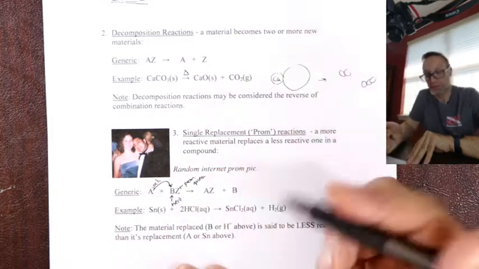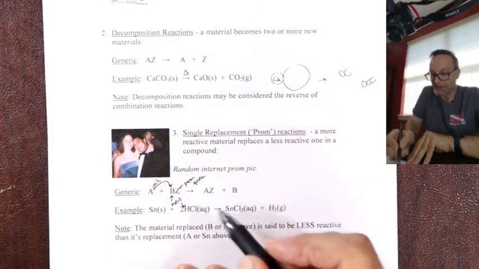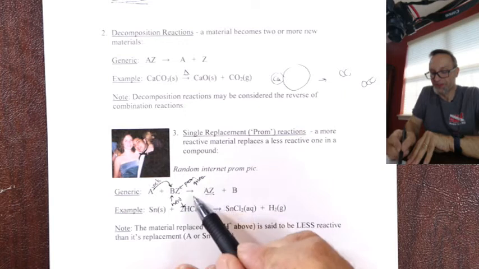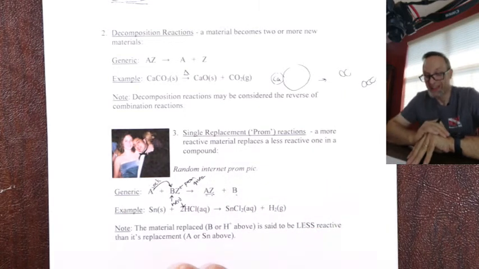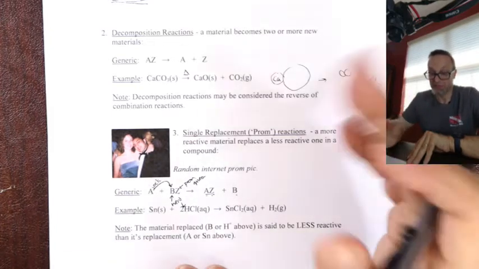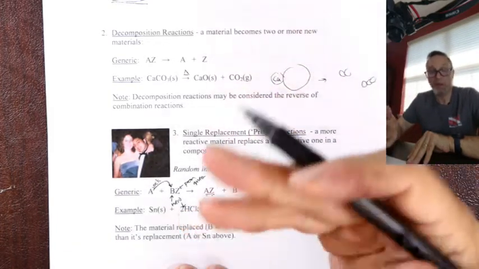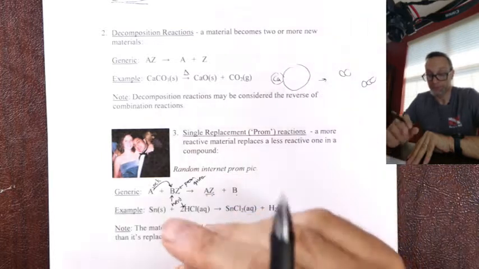I replace one from the pair, the nerd. And what we're left with, nature's balance is restored. The jock and the prom queen are together and the nerd's off by himself. Okay. Now in chemistry, it's kind of similar, but popularity is really reactivity.